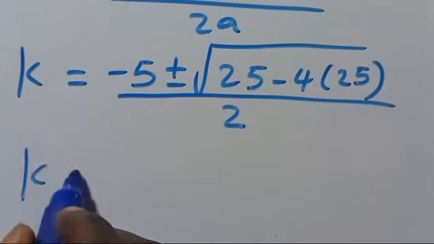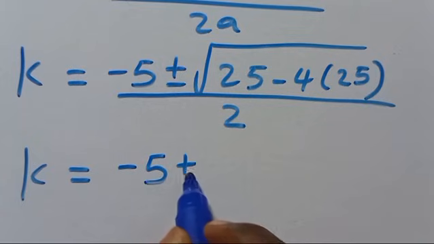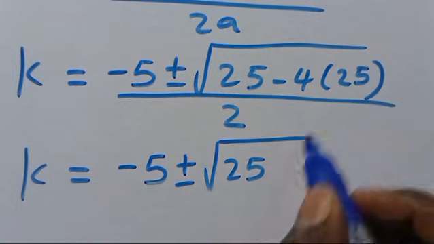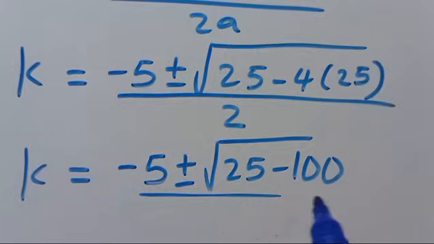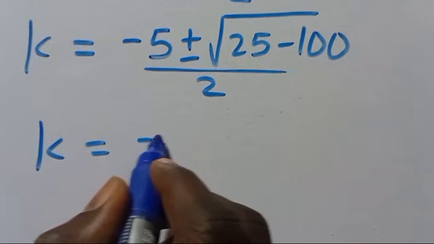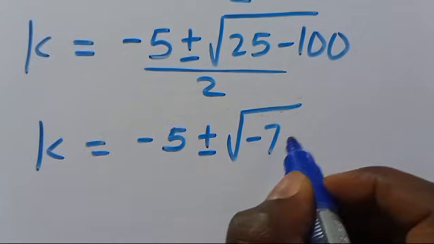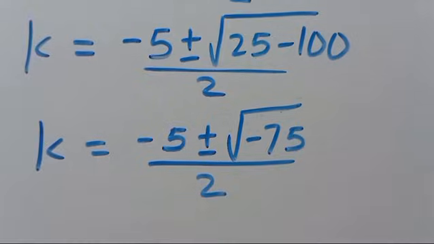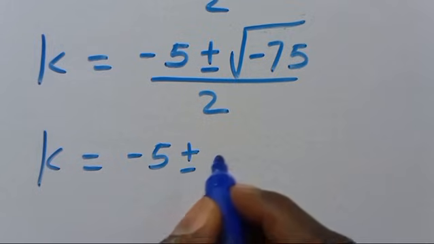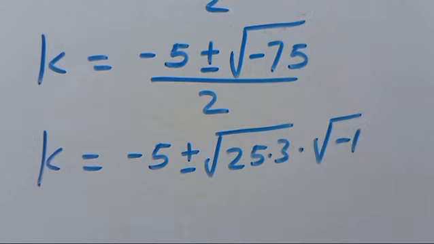So we have k equals minus 5, positive or negative, root of 25 minus 4 times 25, which will give us 100, divided by 2. We have k equals minus 5, positive or negative, root of 25 minus 100, which will give us minus 75 divided by 2. We have k equals minus 5, positive or negative, root of 25 times 3 multiplied by root of minus 1.